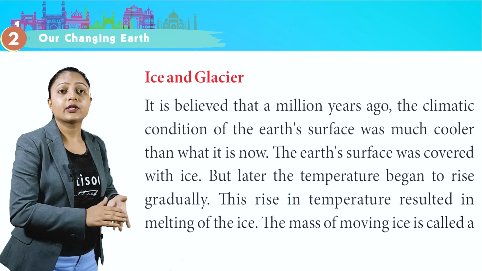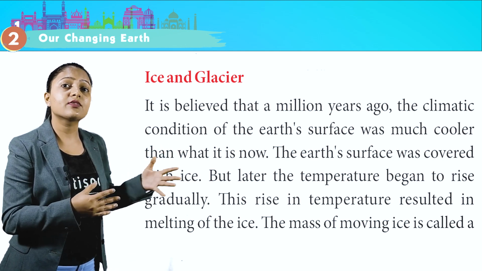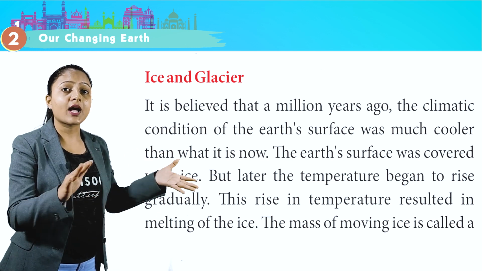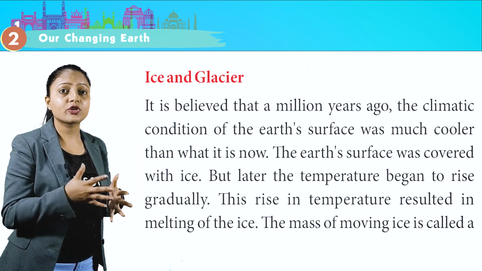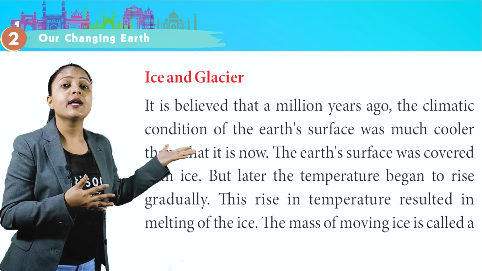Ice and glacier. It is believed that a million years ago, the climatic condition of the Earth's surface was much cooler than what it is now. The Earth's surface was covered with ice, but later the temperature began to rise gradually. This rise in temperature resulted in melting of the ice. The mass of moving ice is called a glacier.